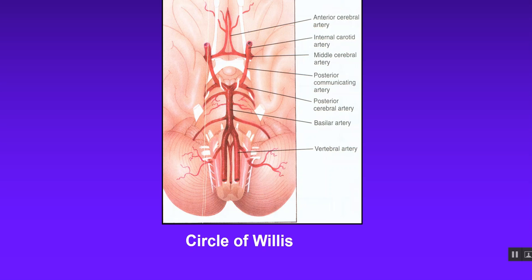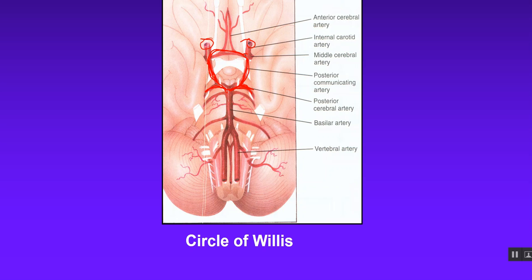That's the circle of Willis again. These structures right here. This is the internal carotids coming up on each side. This is the posterior cerebral arteries that are ending off the basilar artery.